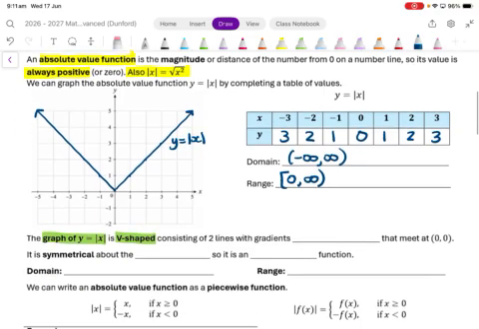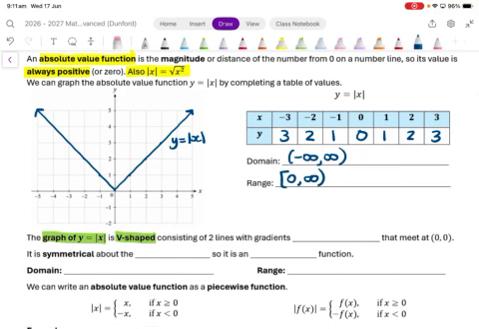Now, like I said, the graph of y equals the absolute value of x is V-shaped, and it consists of two lines. So we have line 1 there, and line 2 here, okay? And the two lines meet at that point. They have the gradients of -1 and 1, and they meet at that point 0, 0. Our absolute value function is symmetrical about the y-axis. So if it's symmetrical about the y-axis as a function, it means that it's an even function.